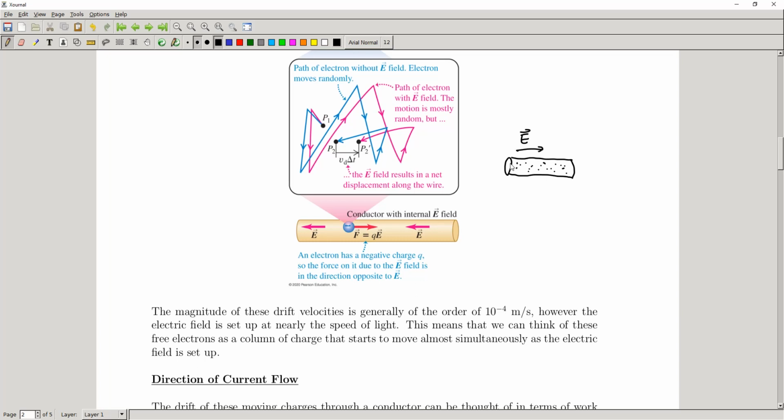But the electric field sets up very, very quickly. Let's say we force the electric field into the wire. It'll set up over the entire wire very close to the speed of light. And so what happens is the whole column of all these electrons start to move in this direction basically instantaneously, not quite instantaneously, but simultaneously. They all start moving in that direction as a huge column.